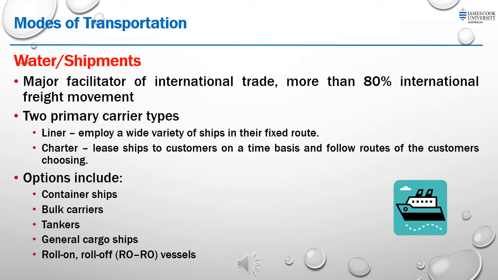The next mode of transportation, which is one of the main modes for international trade, is water or shipment. It's a major facilitator of international trade, with more than 80% of all international freight movement. There are two primary carrier types, the liner and charter. Liners employ a wide variety of ships on a fixed route. Charters lease ships to customers on a time basis to follow the routes the customer chooses. There are options: container ships, bulk carriers, tankers, general cargo shipments, or roll-on roll-off, or RO-RO vessels.